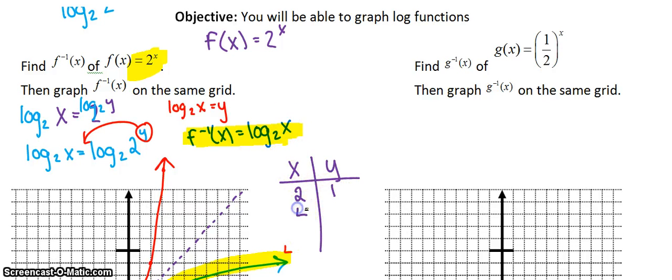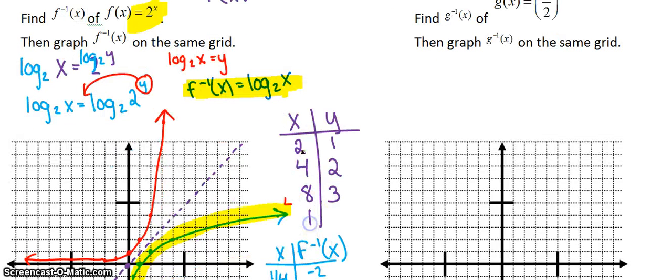Or maybe I want to plug in 4. 2 to what power is 4? The answer would be 2. Or maybe I'd want to skip ahead even more and go 8, because then 2 to what power is 8? It'd be 3. And then maybe I'd do 1. 2 to what power is 1? The answer would be 0. And of course I want to do some negative numbers. So what if I had a fourth? So 2 to what power is a fourth? It would have to be negative 2.